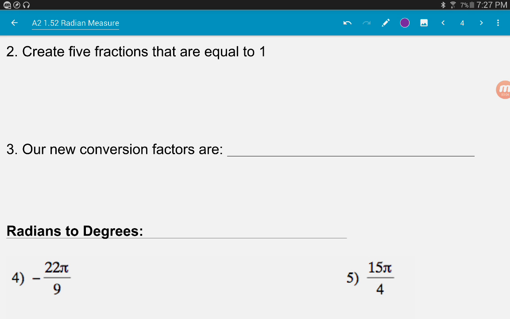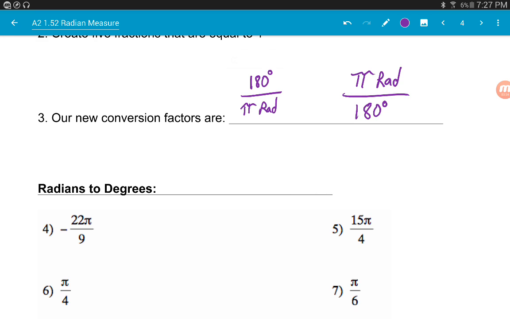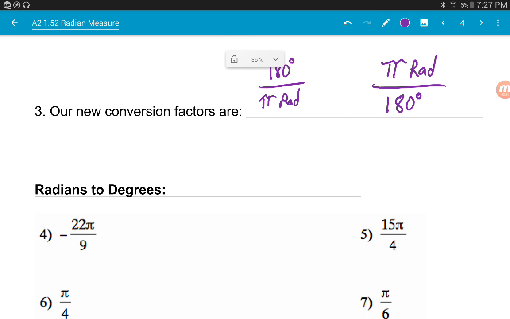We're going to use 180 degrees over pi radians. Now the top is equal to the bottom, and if we divide something by something that's equal, we get that this is equal to 1. That's why we're allowed to do this. The other option is pi radians over 180 degrees. Now what we do with these is we multiply by them. And the only thing that we have to ask ourselves is which one do we want to choose? Do we want to choose this one, or do we want to choose this one?